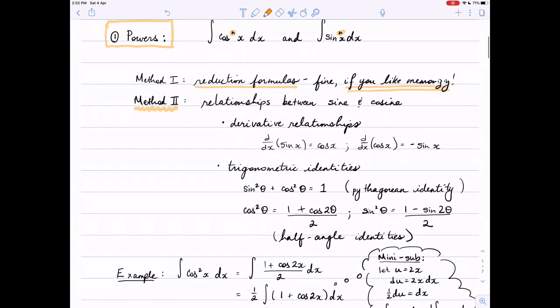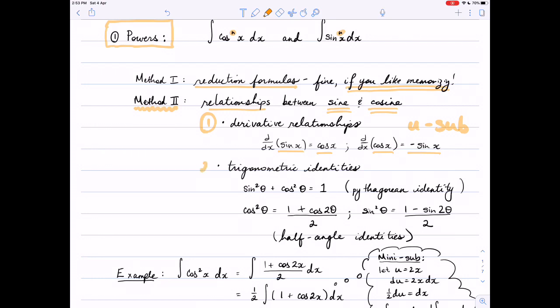So the second method is going to be based on relationships between the sine function and the cosine function. And there's two main kinds of relationships that we're going to be talking about. The first is the derivative relationships, right? We know that the derivative of sine is cos, and the derivative of cos is minus sine. So those derivative relationships are going to come in handy, especially when we end up doing the u subs that we're going to be doing after.